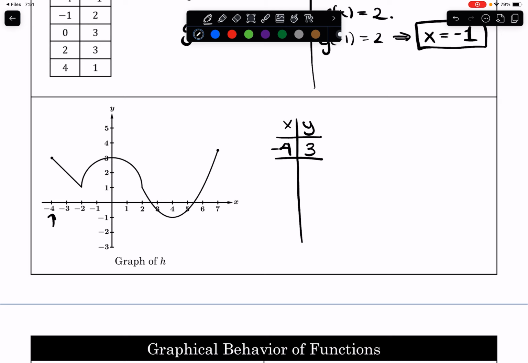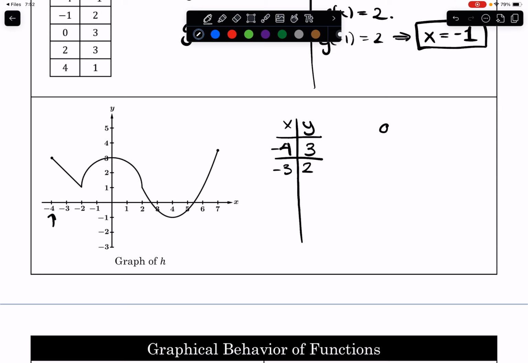When x is equal to -3, according to this graph, this point right here has an x value of -3 and a y value of 2. So when x is equal to -3, the y value is 2, and so on. I can look at this from the graph's point of view and simply transfer this information into a table and use the same technique as before, or just look at the value that corresponds.